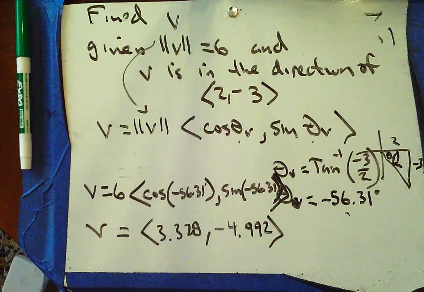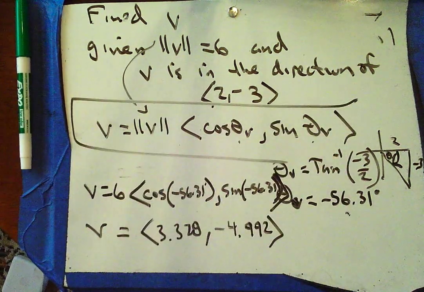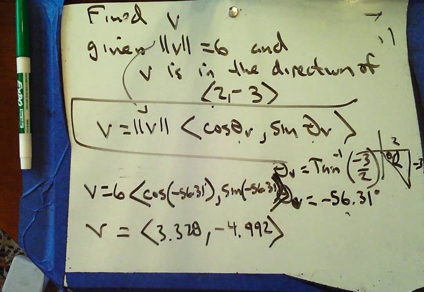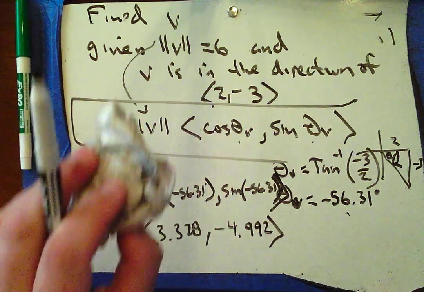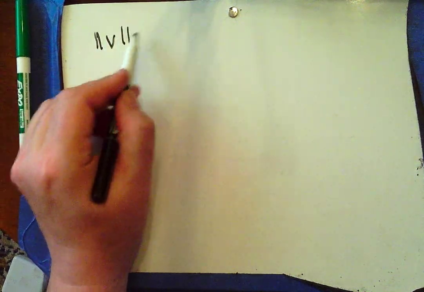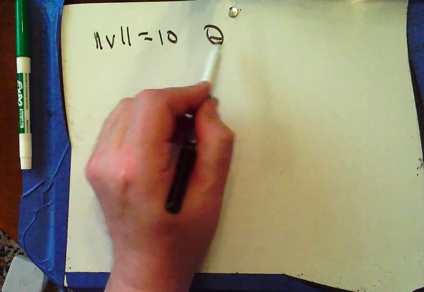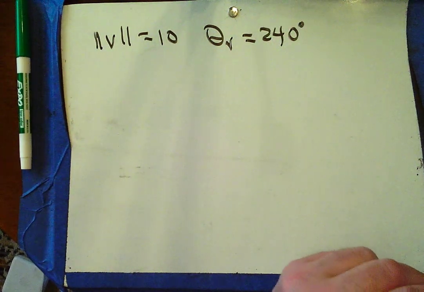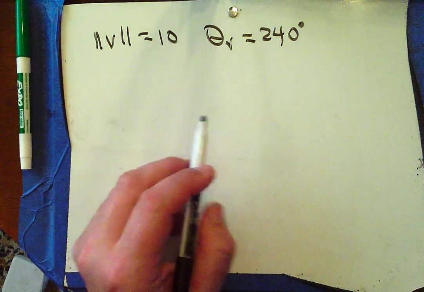Okay, so we can use this recipe either working with component form or special unit vector form. And as I said before, this shows up in quite a number of word problems, especially vectors together. How about you practice this one? Magnitude of v equals 10. Theta v equals 240 degrees. And write v in component form. Okay, pause the video.